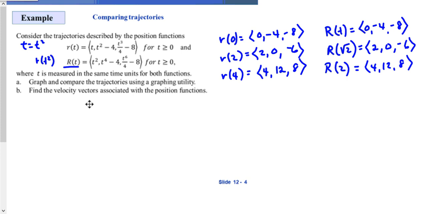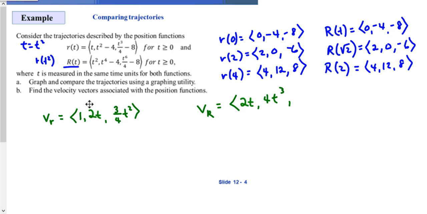Okay, so now let's look at the velocity vectors. The velocity vectors are just the derivative of the position vector. So v of t, I'll say v of little r, will be 1, 2t, 3/4 t squared. And v of capital R will be 2t, 4t cubed, 3/2 t to the 5th. Okay, let's look at that common point.